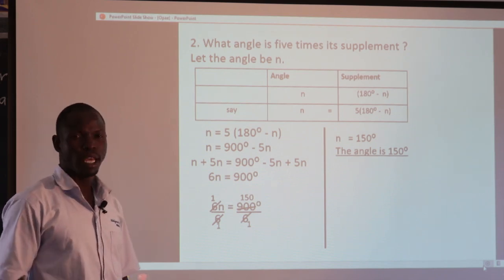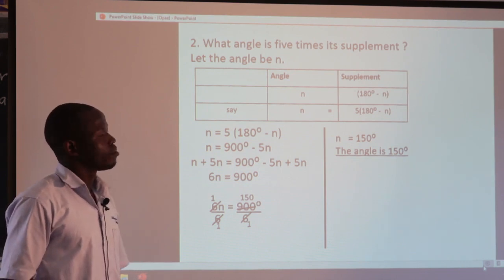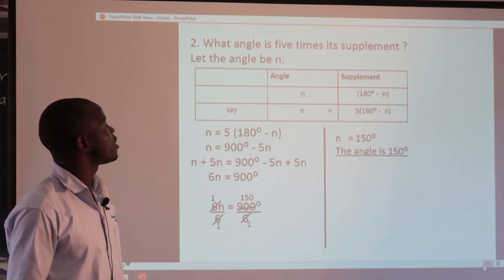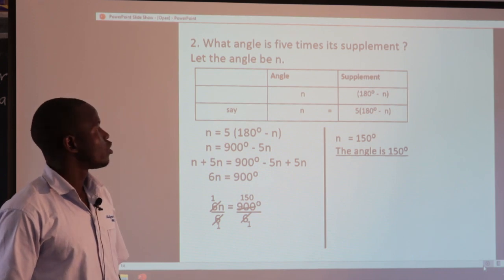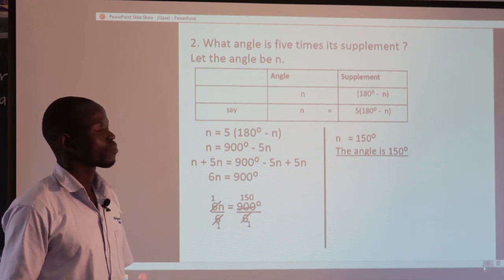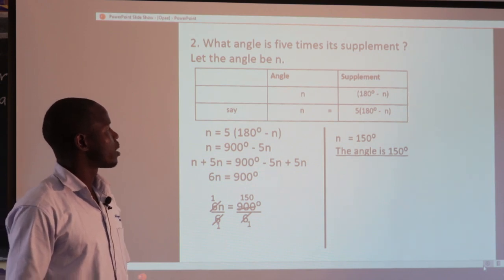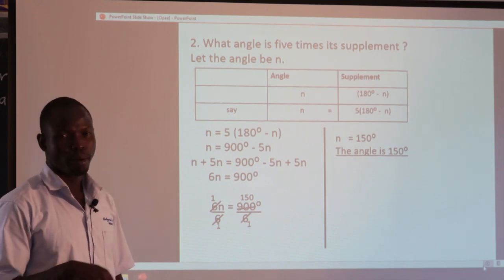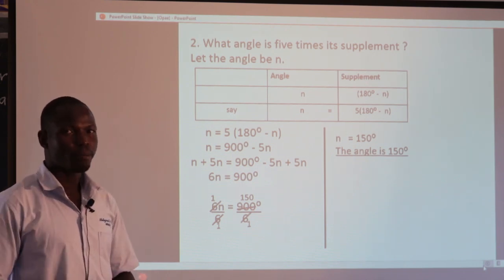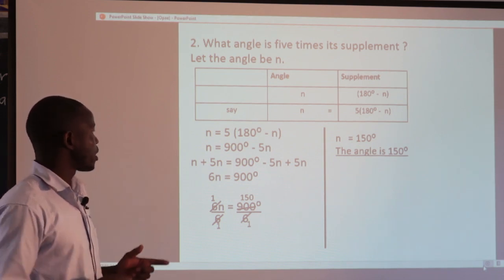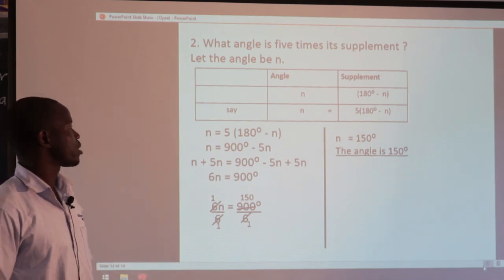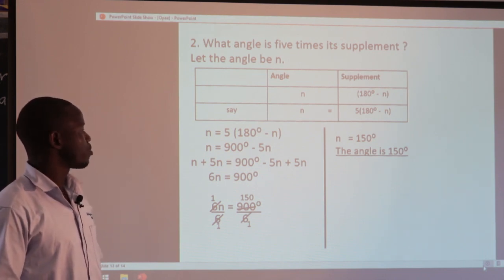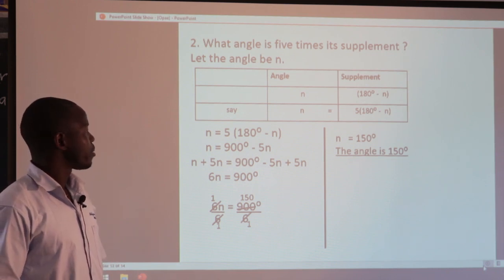In step 2, N remains in the space of angle. The other side, we introduce 5 outside the bracket, since the question says 5 times. So that is 5 into brackets 180 degrees minus N. In that step, the 2 parts, angle and supplement, are equal, so we use that to form our equation. Our equation says N is equal to 5 into brackets 180 degrees minus N. When we open the brackets by multiplying, N is equal to 900 degrees minus 5N.